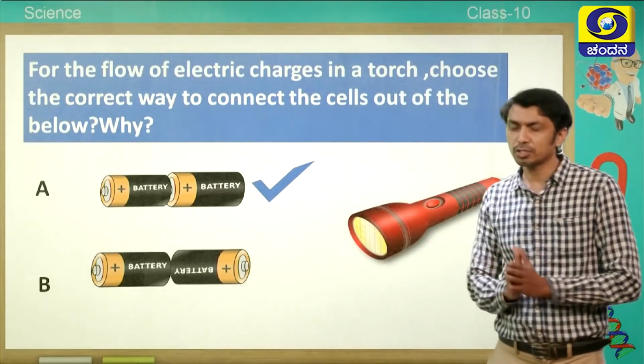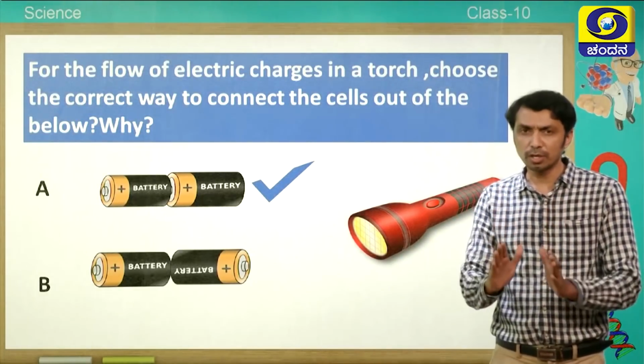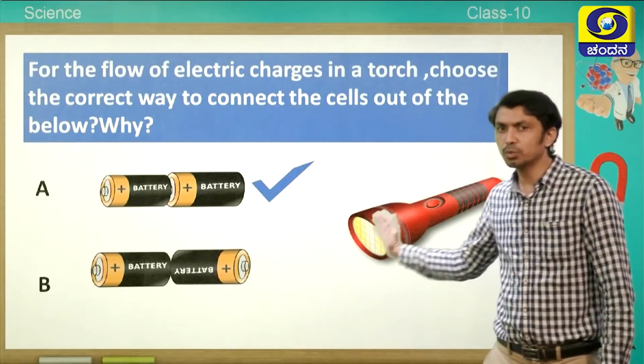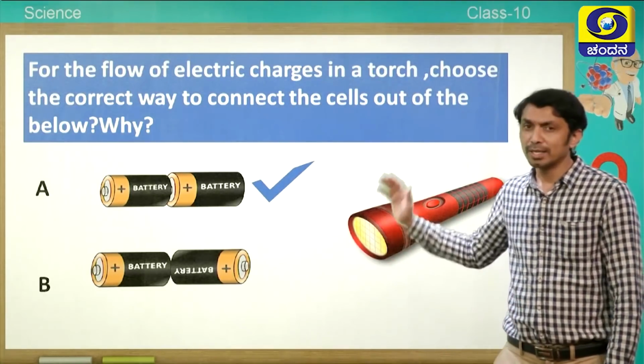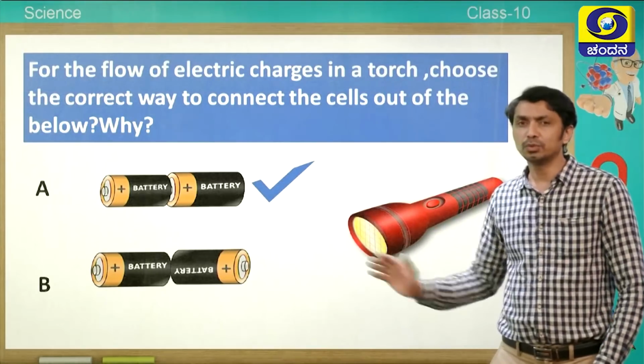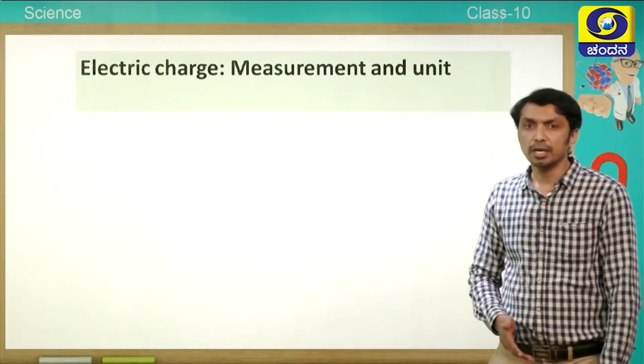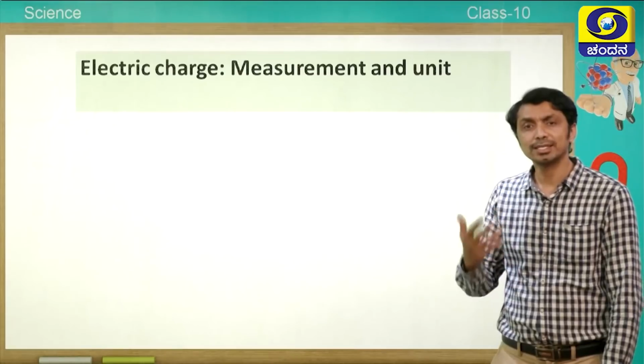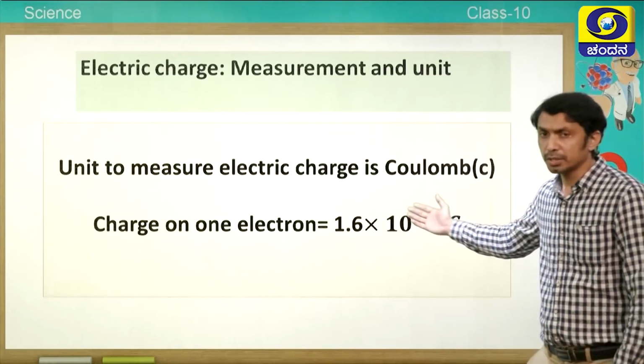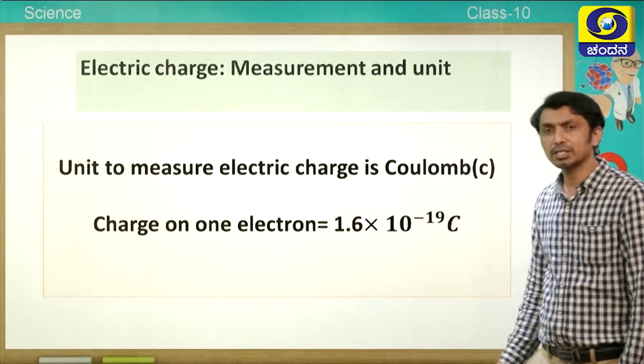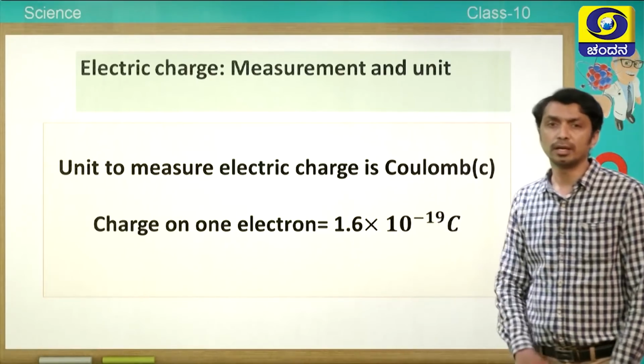Earlier we were talking about static electricity, where charges were not moving. Now we are talking about moving charges. So this is what we do in electricity. Now how do we measure electric charge? The unit that we use for measuring electric charge is coulomb.